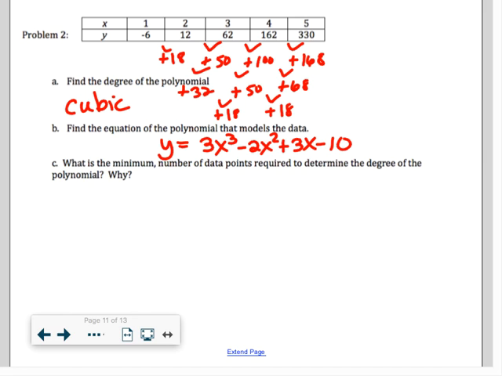When you get it, check yours with the board. Part B, find the equation of the polynomial that models the data. I got y equals 3x cubed minus 2x squared plus 3x minus 10. You guys getting it? So not too bad at all.